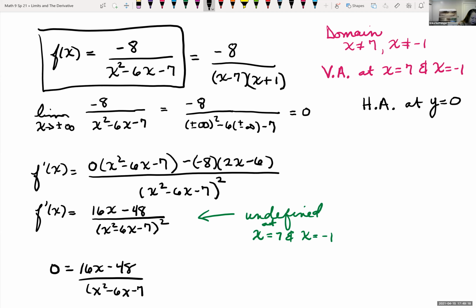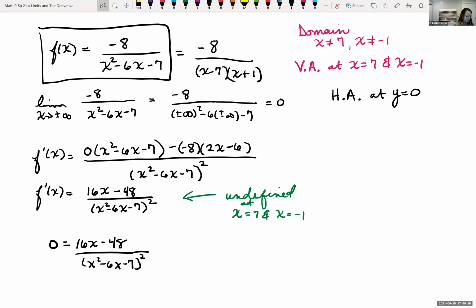Because having the numerator equal to 0, 0 over a number is 0. I could think of this as multiplying both sides by that denominator. So 0 times the denominator is 0, equals the denominator times the right-hand side. That fraction goes away, leaving you with 16x minus 48. We can add 48 to both sides. So we get 16x equals positive 48. And then divide both sides by 16. We get x is 3.